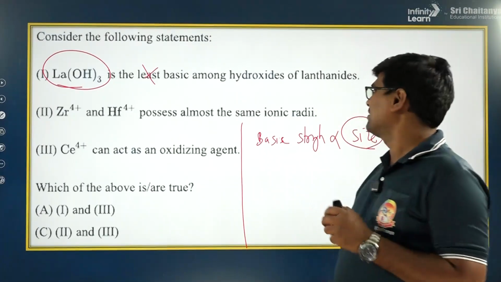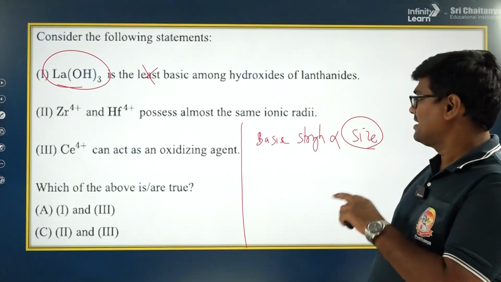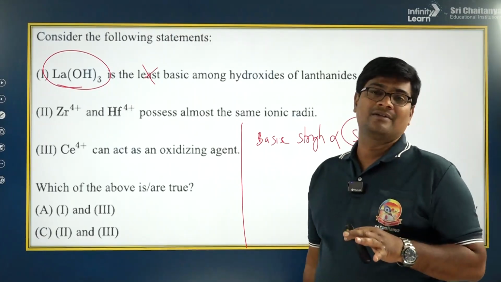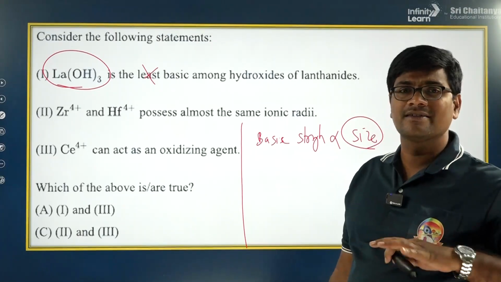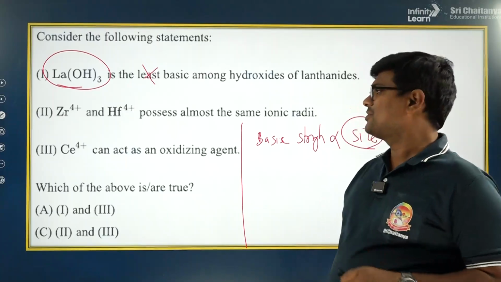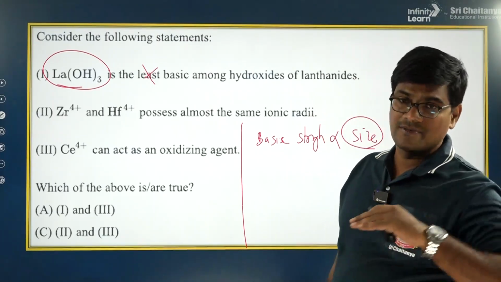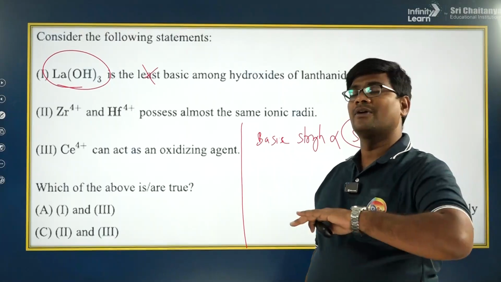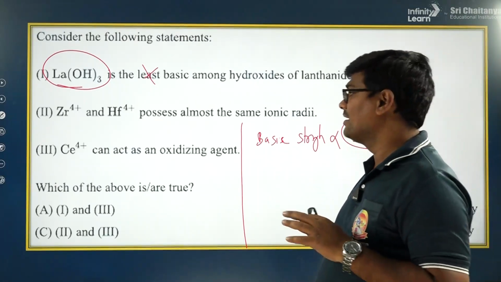Zirconium and hafnium possess almost the same atomic radii. Same ionic radii, if you remember. There is lanthanide contraction, an extension of lanthanide contraction. So, due to this, zirconium and hafnium possess a similar size. Atomic radii, zirconium is around 160 picometers and hafnium is around 159 picometers.